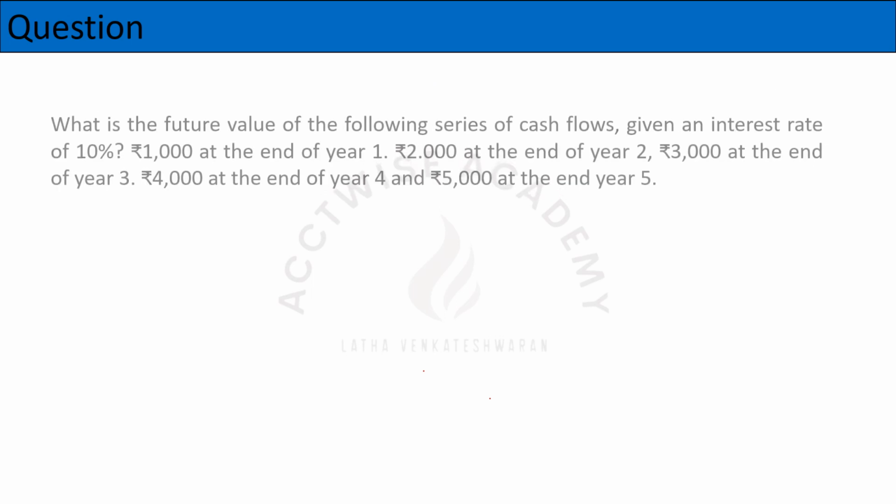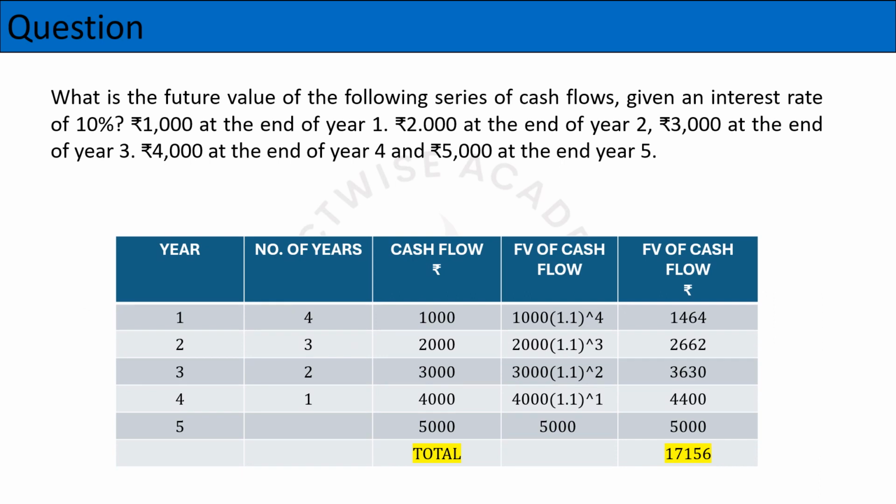Solution for the problem. See, we have the year, number of years, cash flow, future value of cash flow formula, and future value of cash flow in amount. At the end of year 1, you are going to receive 1000 rupees. Since it is at the end of year 1, interest will be calculated only from the second year onwards, right? So the number of years is 4, that is, 2, 3, 4, 5. Only 4 years interest will be calculated for 1000 rupees.